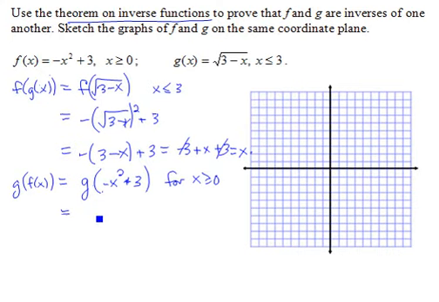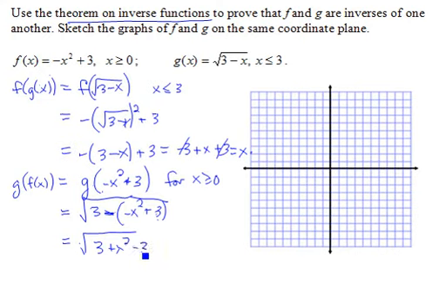Well, simplifying by using the rule for g says that then we have the square root of 3 minus the quantity negative x squared plus 3, again for x greater than or equal to 0, and that's the square root of, simplifying under the radical, 3 plus x squared minus 3. The 3's cancel, leaving just the square root of x squared for x's that are greater than or equal to 0. For those x's, the square root of x squared is just equal to x.